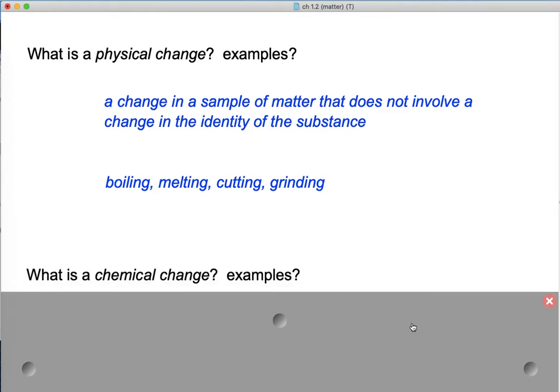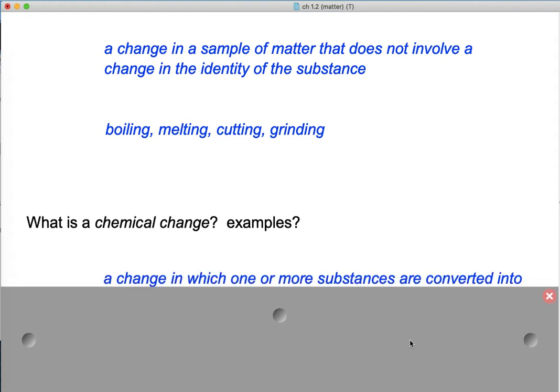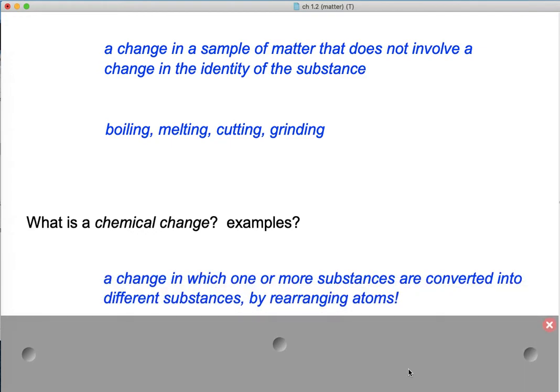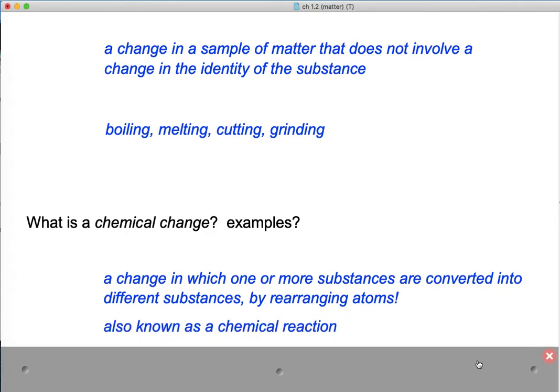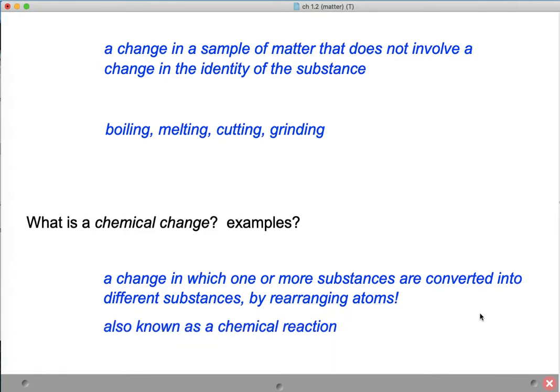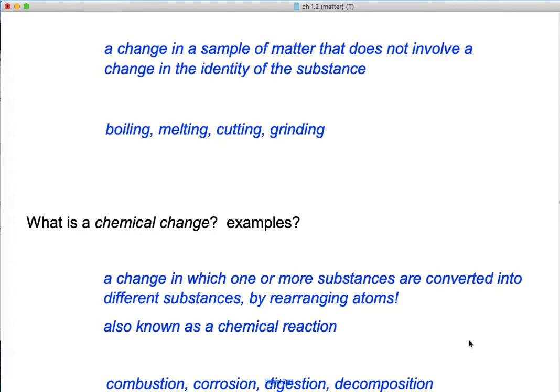On the other hand, a chemical change is a change in which one or more substances are converted into different substances, new forms of matter, by rearranging atoms. A chemical change is a chemical reaction. You convert one or more forms of matter into different forms of matter. And examples of this would include combustion, corrosion, digestion, or decomposition.